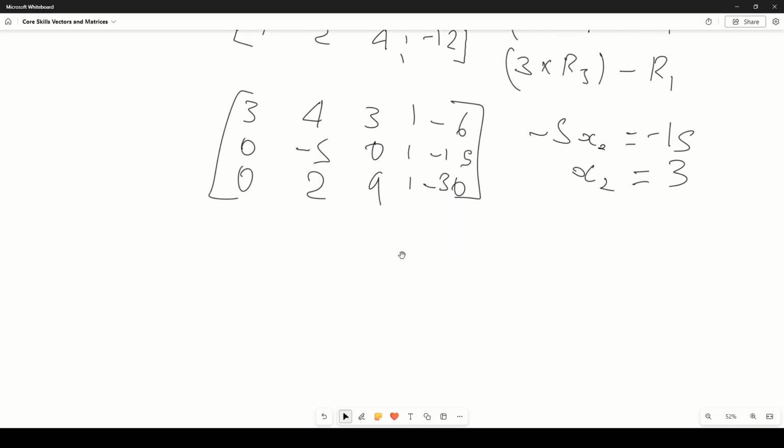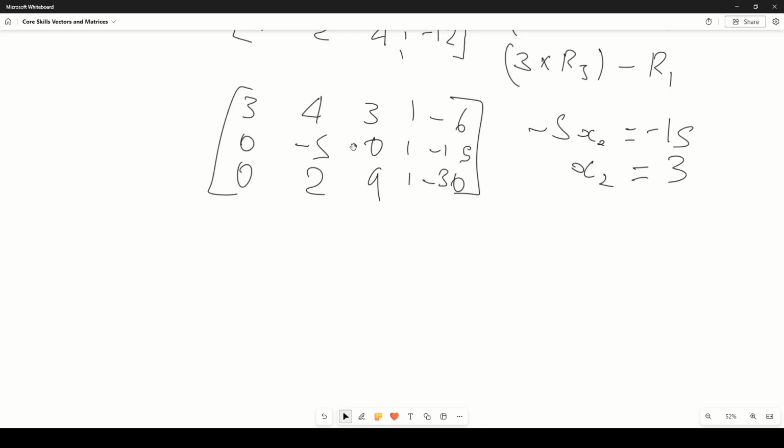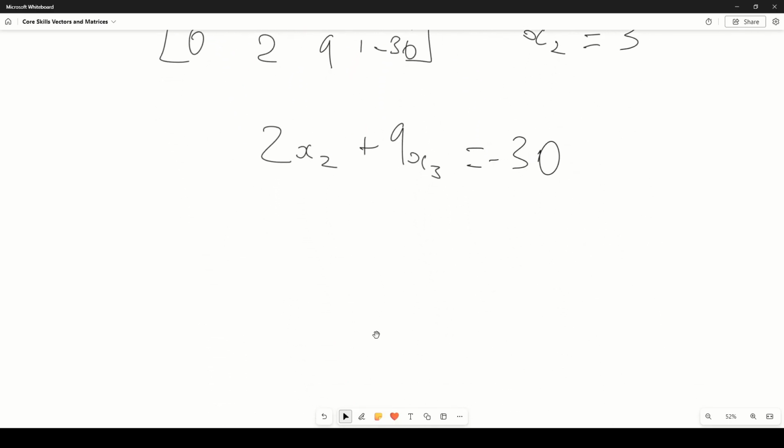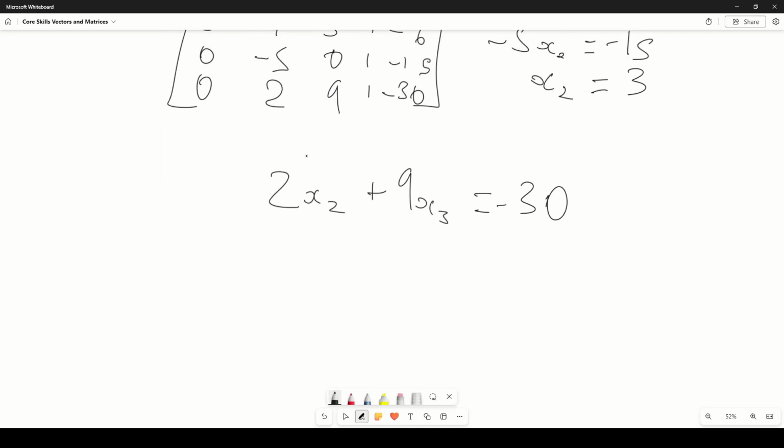And now, actually, just based on the fact that I was lucky over here, we are equipped to solve the entire equation. Because we know what x2 is. And over here we have 2x2 plus 9x3 gives us minus 30. I might just quickly check. Yeah, that was correct. So we can simply solve this by substituting in 3.